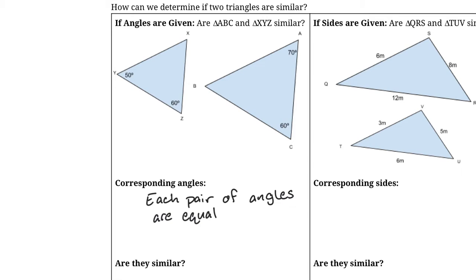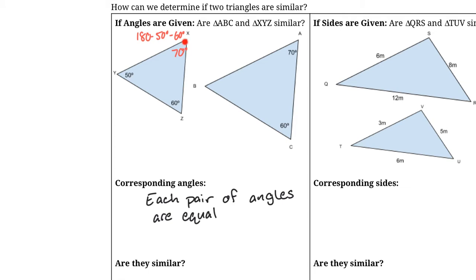So looking at the two triangles that we have here, we're only given 2 out of the 3 angles inside the triangle. But we can find the third angle by taking our two angles and subtracting them from 180. So if we do 180 minus 50 degrees and minus 60 degrees, we're going to get 70 degrees.